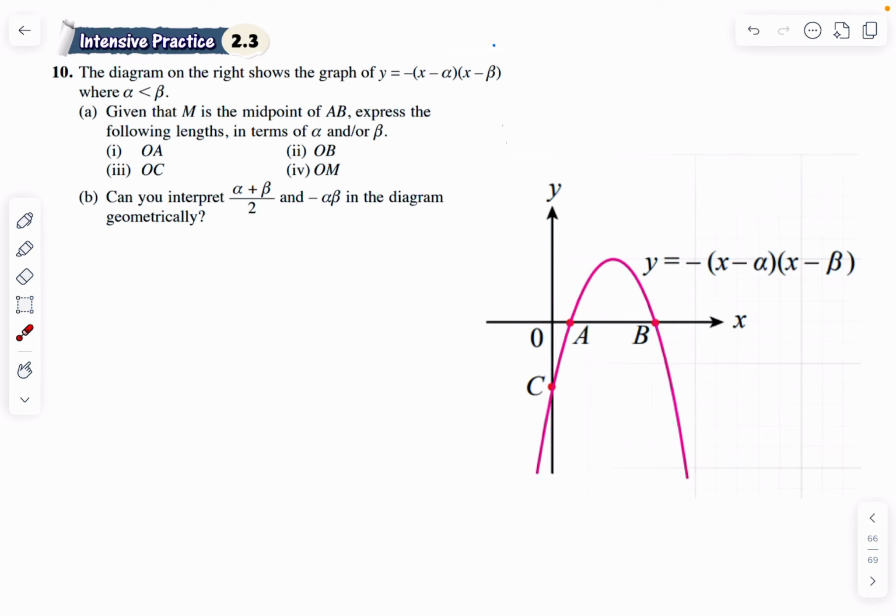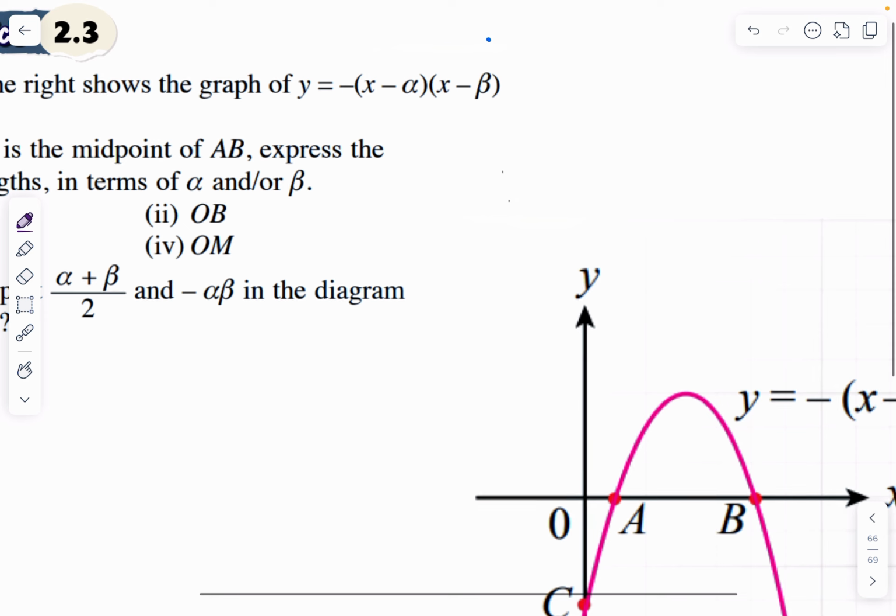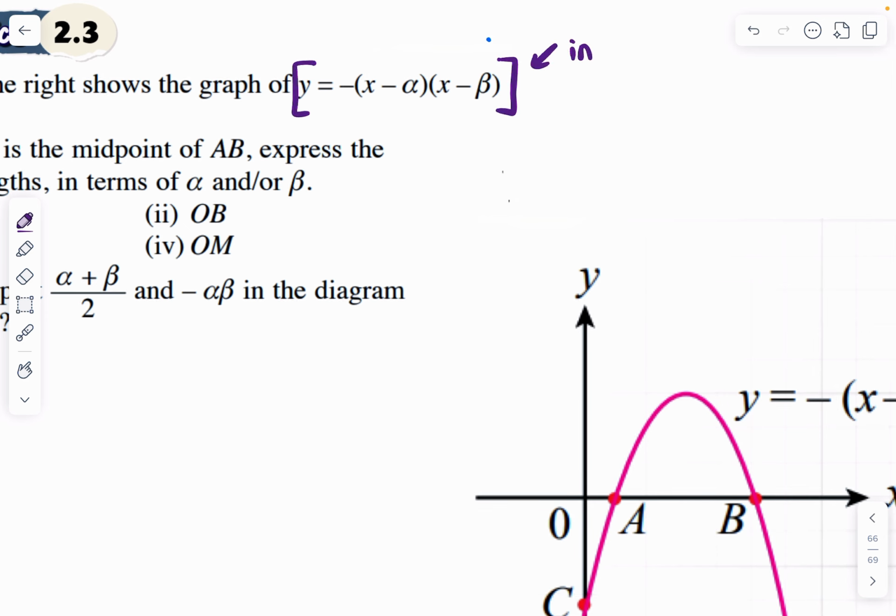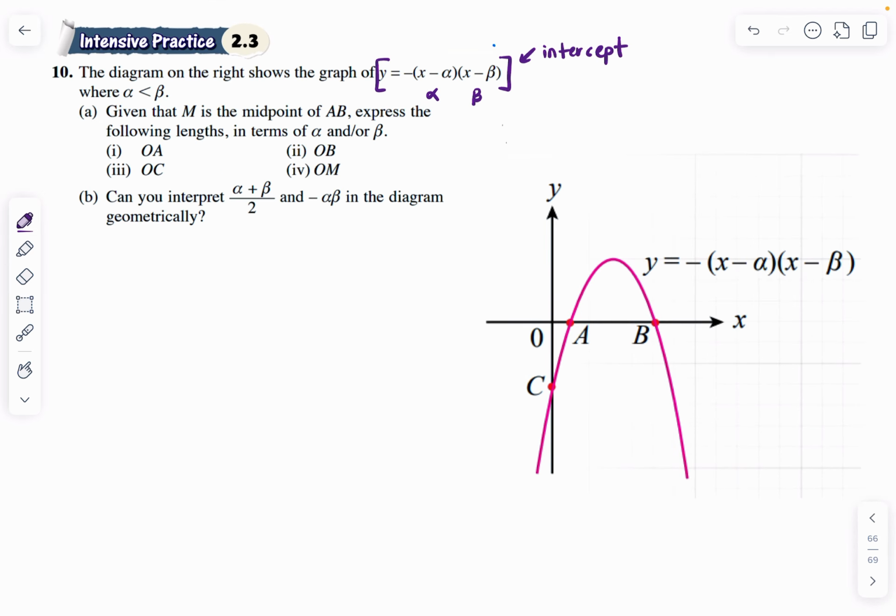Question 10. The diagram on the right shows the graph of this, where alpha is smaller than beta. So this equation is given in intercept form. Intercept form means they already factorized for us like this. When they already factorized, that means we can easily identify our roots. So our roots here would be alpha and beta. So if you look at the graph, this would be alpha and this would be beta.